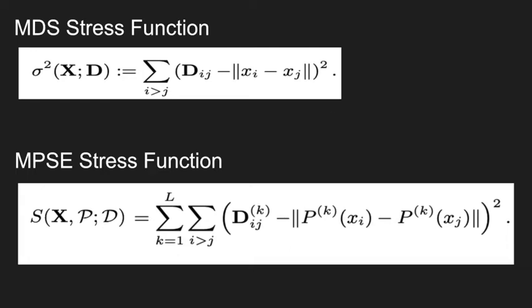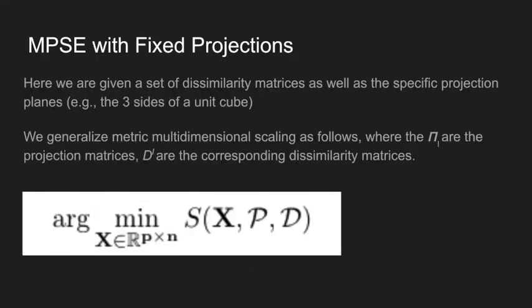The standard MDS stress function is the sigma, where the variables x1 up to xn correspond to the possible embedding of data points. We propose to generalize the stress function into the following S, which we refer to as the MPSE stress function. Here, the P1, P2 up to Pk are the projection functions, and x1 up to xn again correspond to the possible embedding of the data points. For the first setting discussed before, the projections are known and are fixed, and we only need to minimize over x1 up to xn.